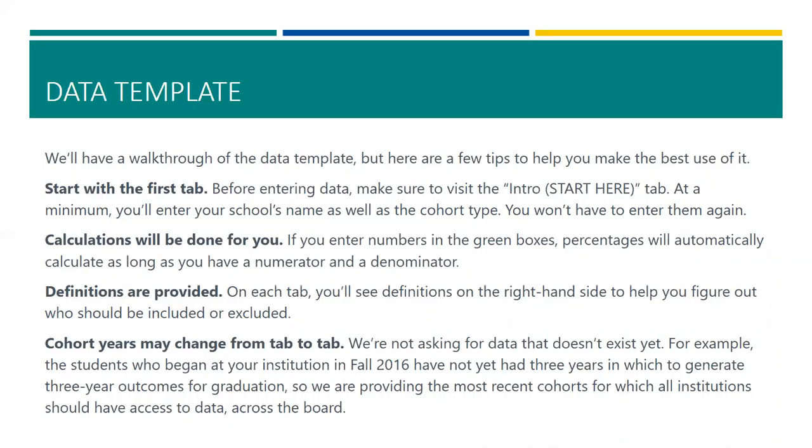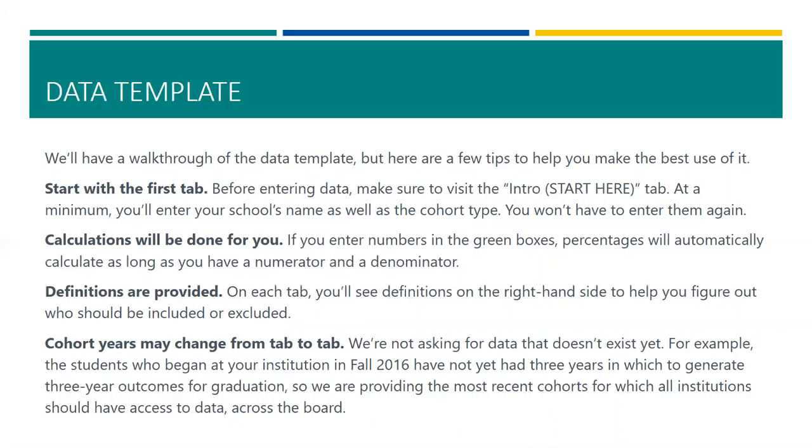We have provided definitions per tab, so you don't necessarily have to keep going back to the template to remember how to do what or what this included or excluded. They'll be on the right-hand side. As I cautioned before, pay attention to your cohort years. Every tab has a different set of cohort years depending on the metric.